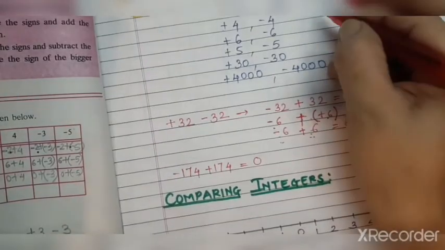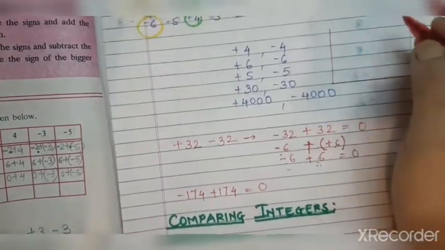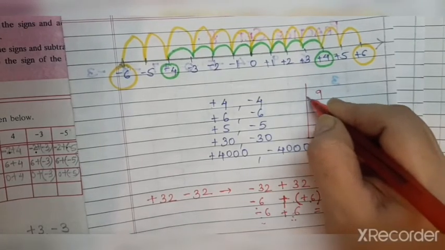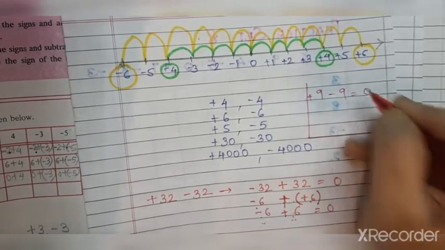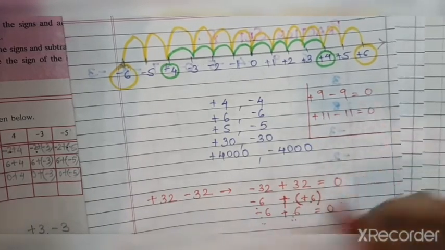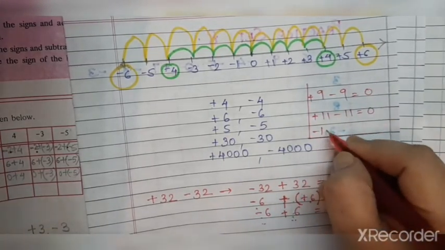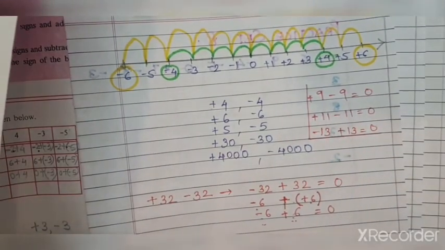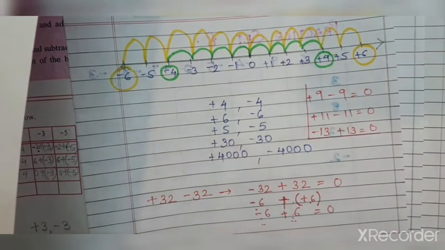Just giving you some examples for that case. If I write positive 9 and negative 9, the answer is 0. If I give positive 11, negative 11, the answer is 0. If I give you negative 13, positive 13, the answer is 0. I think this is very simple and clear.